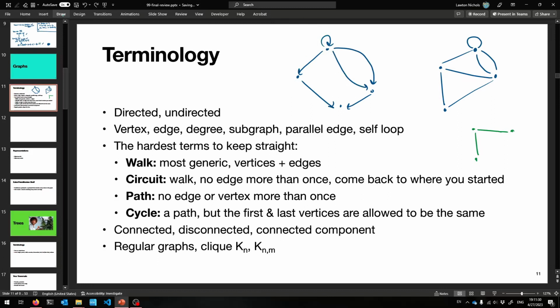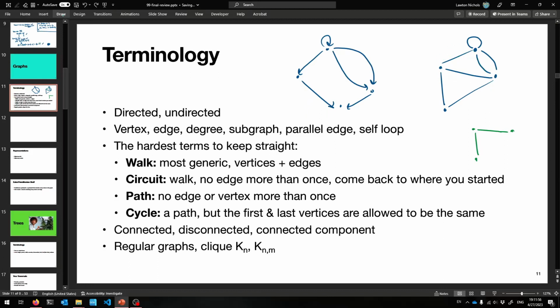It's a walk. A circuit is a special kind of walk. You can't use any edge more than once, but you come back to where you started. So a circuit requires you to come back where you started. It's a walk, but you can't use edges more than once. So I can't go here and come back along that same edge. That is not a circuit. But this would be a circuit, for example.